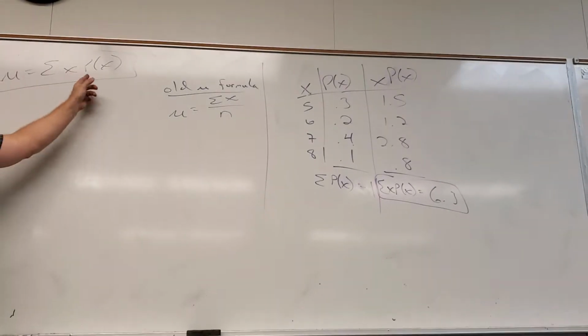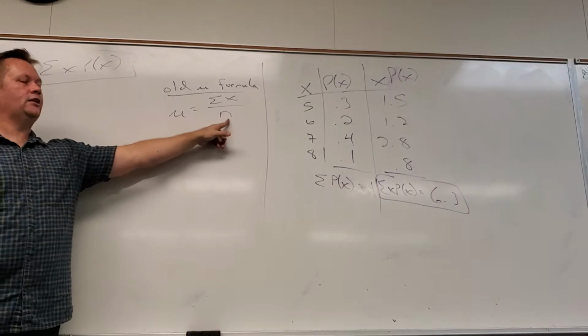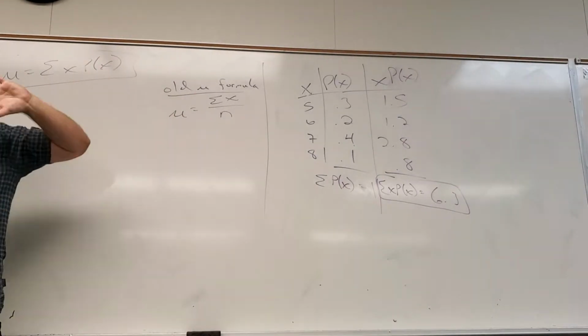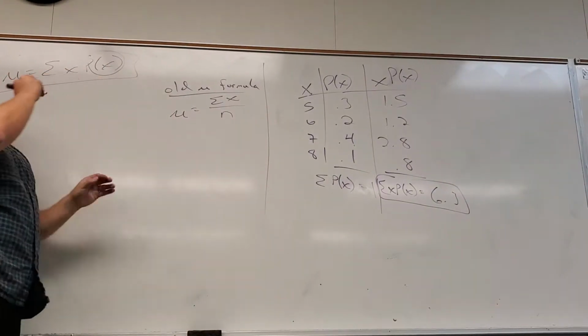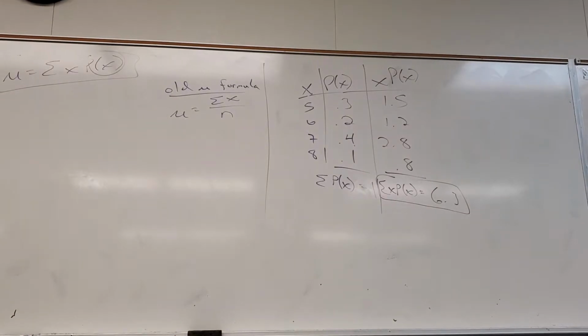I mean, it's the same formula because p of x has n on the bottom. So it does have n. It just doesn't show up because it's a part of this. But they're the same formula.